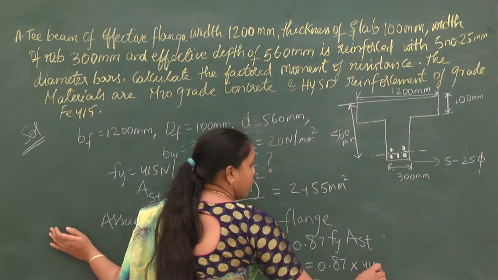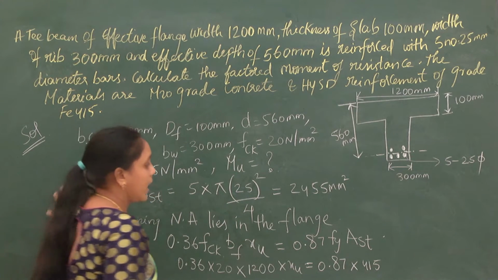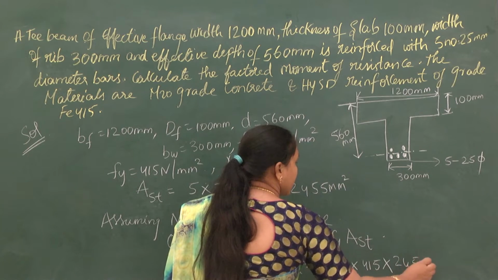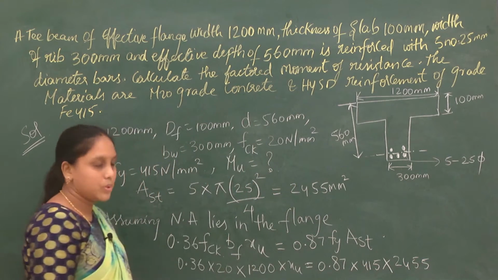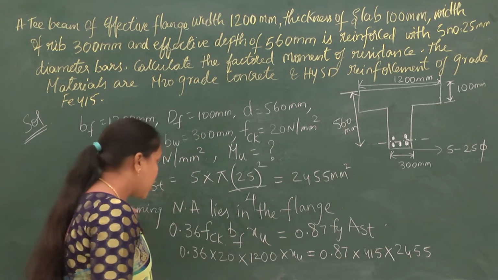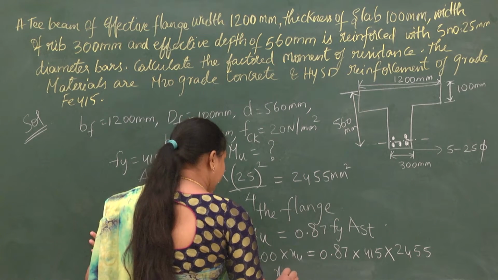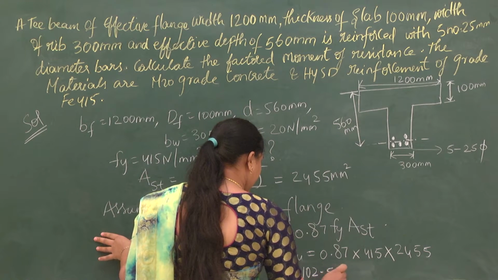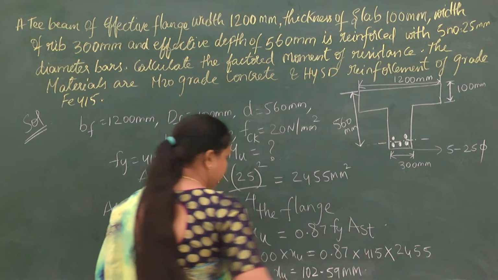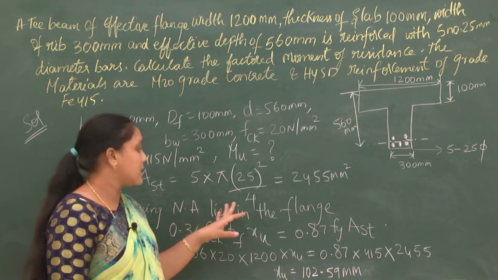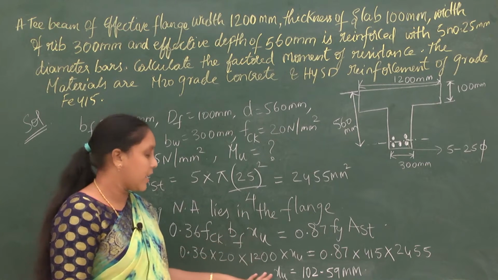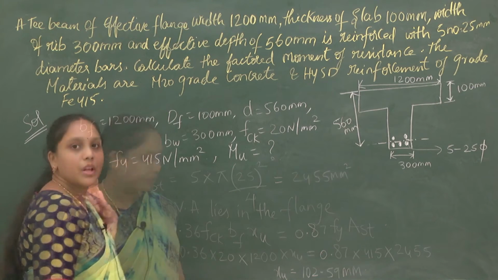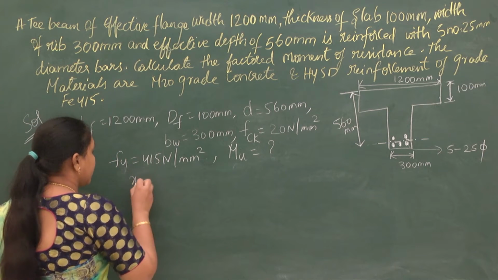Fy is 415 Newton per mm square into AST. AST is what we have calculated, which is 2455 mm square. So if you solve this, you will get a value of XU as 102.59 mm. Okay, and we are assuming that the neutral axis is lying in the flange portion. We are getting a value of XU as 102.59 mm.